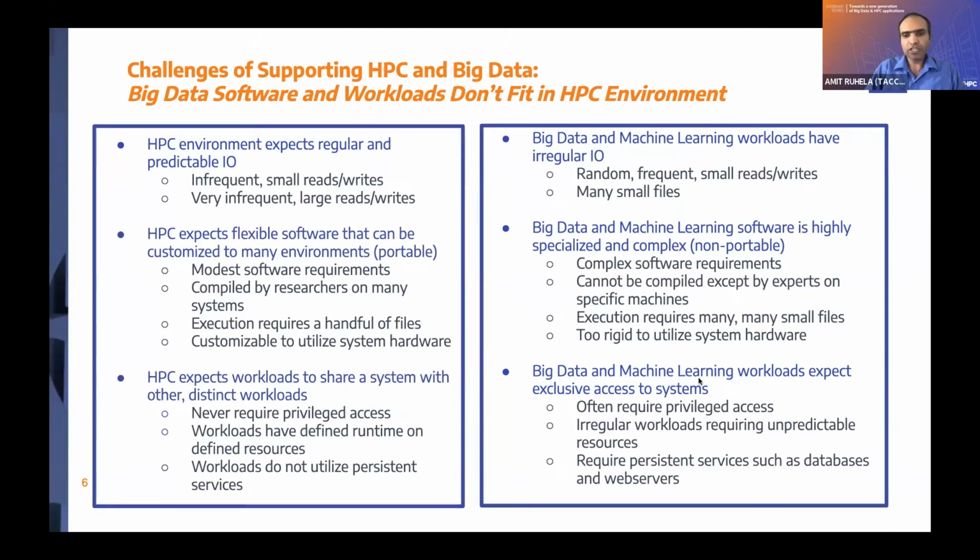However, big data and machine learning workloads expect exclusive access to the system. The reason is they often require privileged access, and they have irregular workloads, which basically demand unpredictable resources. And they also demand persistent services, for example, databases and web servers running behind the actual big data workloads.